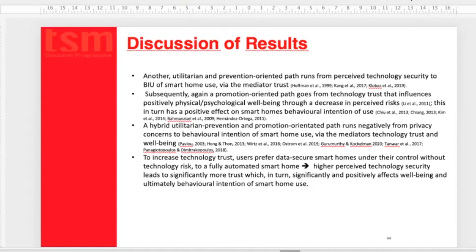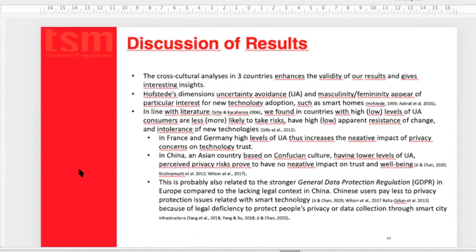Users prefer safe smart homes to fully automated smart homes, because they want higher technology security, which leads to more trust, which impacts positively well-being and subsequently behavioral intention of use. To come to our cross-culture analysis, we enhance the validity of our results because we found a lot of common points between the three countries, but we also found some differences in terms of uncertainty avoidance and masculinity and femininity, which appear very interesting for new technology adoption, such as smart homes.